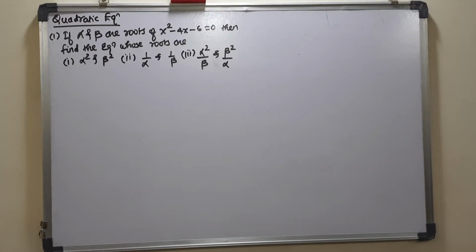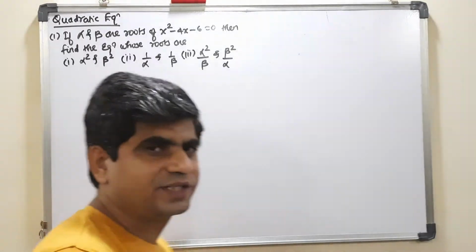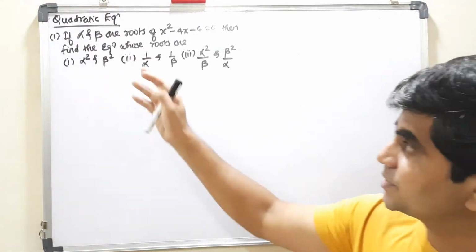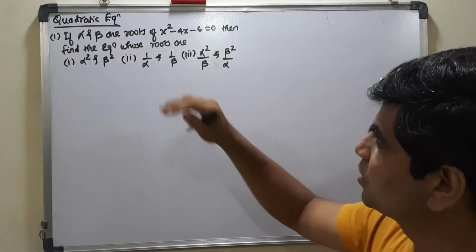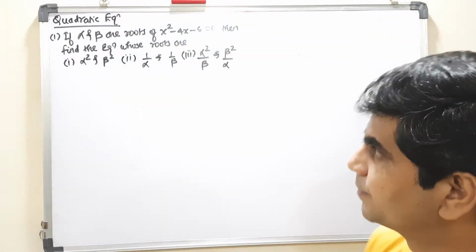Welcome back. I have written already one question, continuing with our quadratic equation part. Myself Samir sir. Alpha and beta are the roots of the quadratic equation, which is already told to you here.